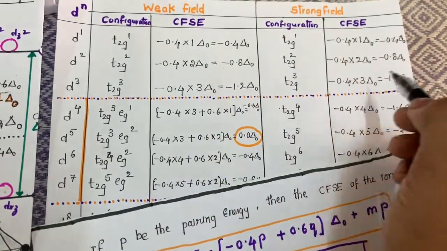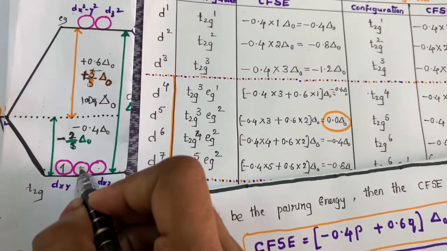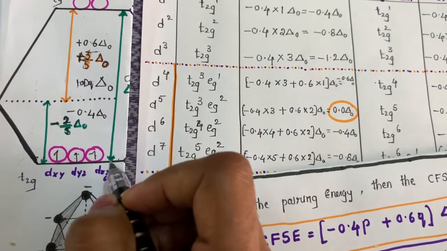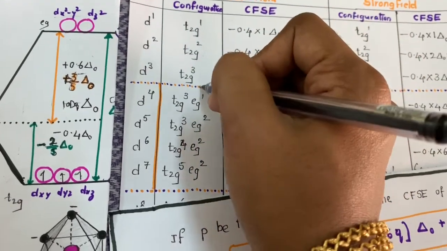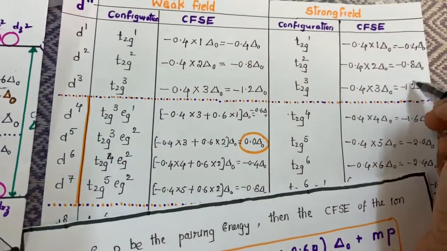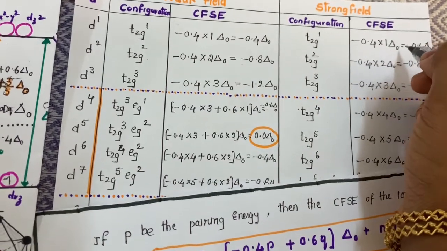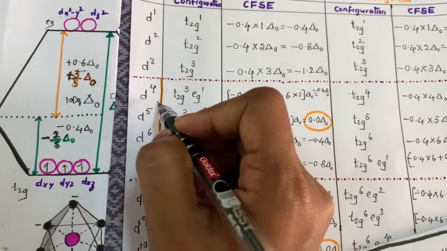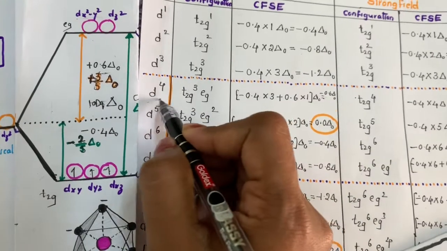The reason here is, according to Hund's rule, only once the electrons fill completely singly will they get paired up in the case of degenerate orbitals. That's why up to t2g1, t2g2, t2g3, there will be no contribution of pairing energy. The CFSE is the total contribution of delta O only, for octahedral. So let's see the d4 configuration. In the case of d4, there is a difference between strong field and weak field.